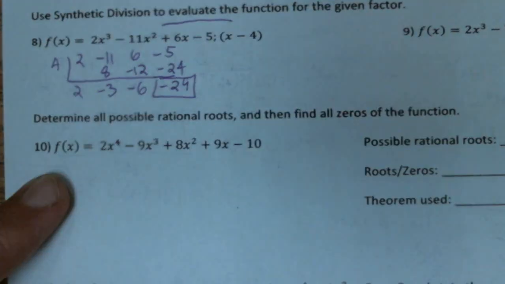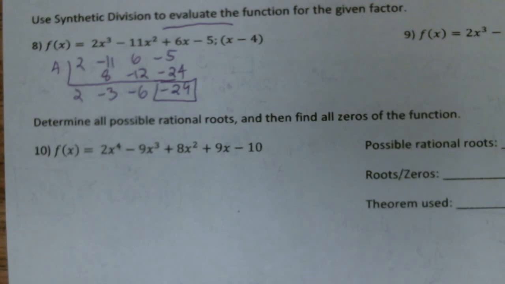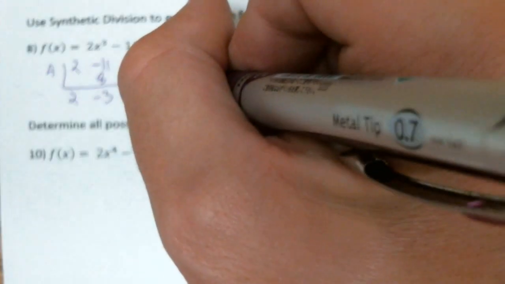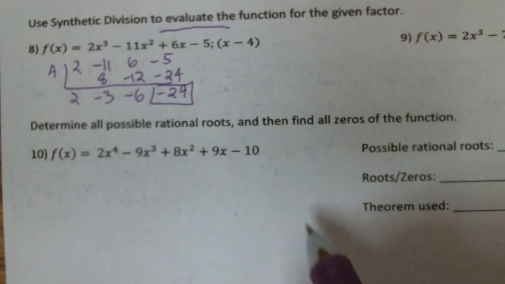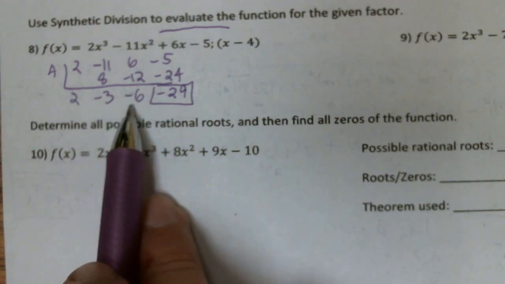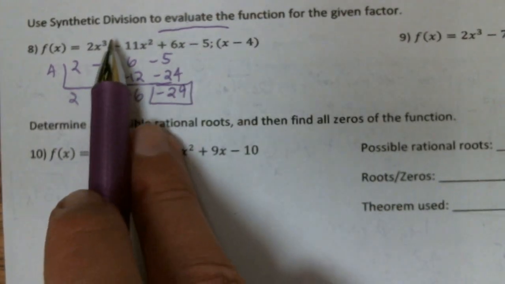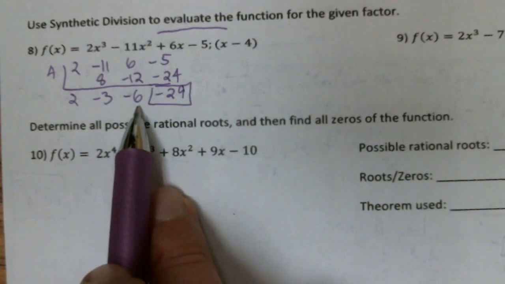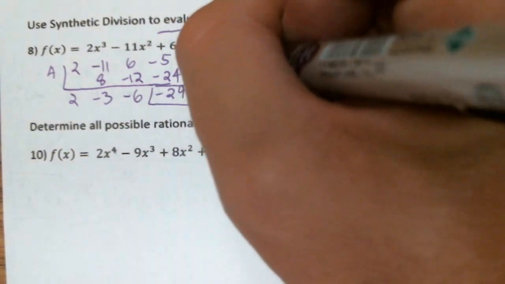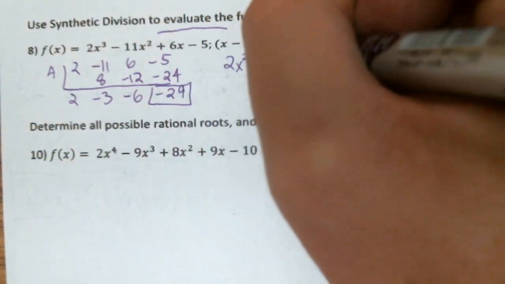Okay, now here's where we are going to need the remainder. So you guys gotta dig deep. It's been a few weeks since we've done this. So this is my quotient, and this is my remainder. I've taken my cubic and knocked it down to a quadratic. So my quadratic is going to be 2x squared minus 3x minus 6.